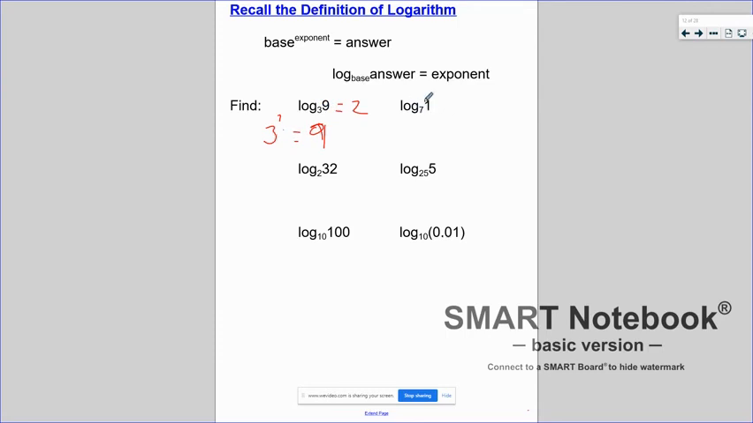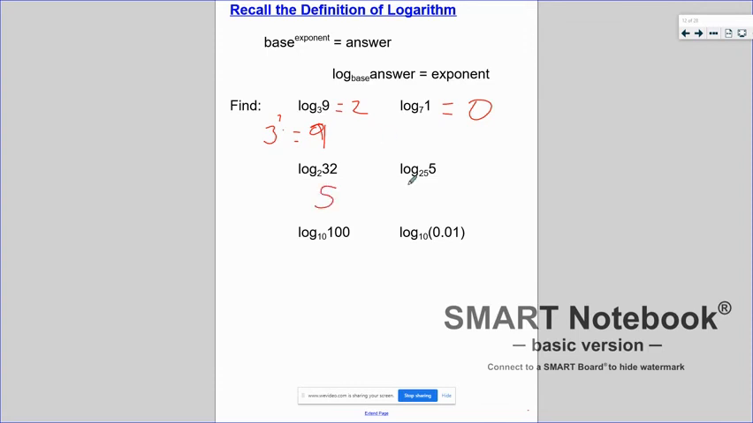7 to the what equals 1? Well, how do I get a 1? What exponent do I need that would make it equal to 1? And that's an exponent of 0. 2 to the what is 32? Log base 2 of 32. That answer would be 5.